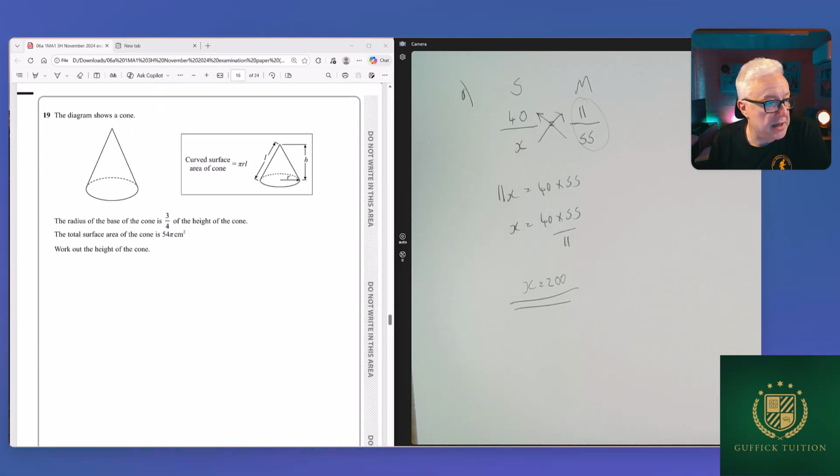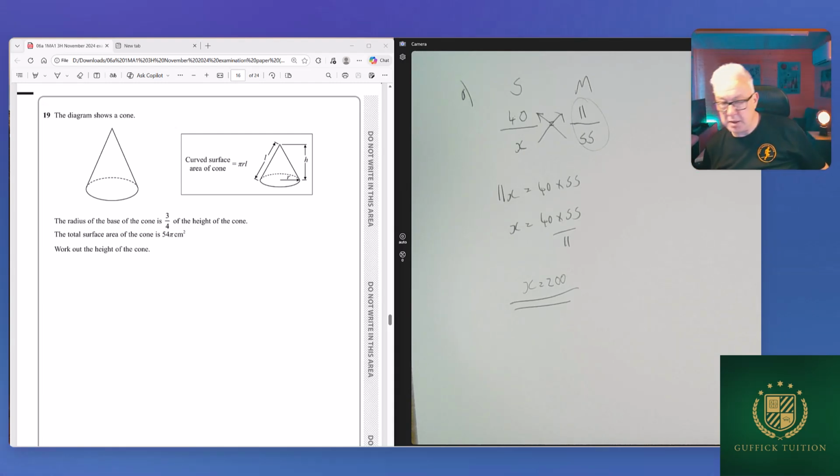Okay, question 19. What does it say here? It says the diagram shows a cone. The radius of the base of the cone is 3/4 of the height of the cone, and the total surface area of the cone is 54 pi. Work out the height of the cone.